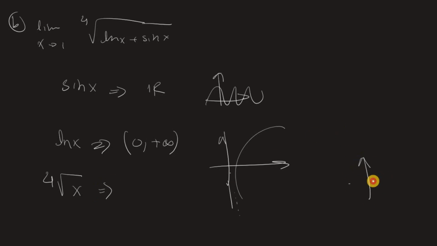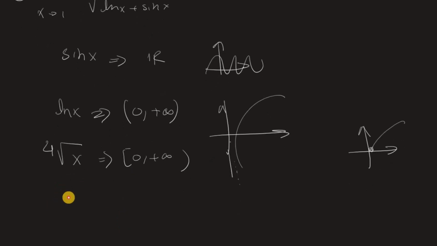So the square root of x is basically like this, right? The square root of x exists from 0 to positive infinity, and here the 0 is included. And then we have the fourth root of ln of x.